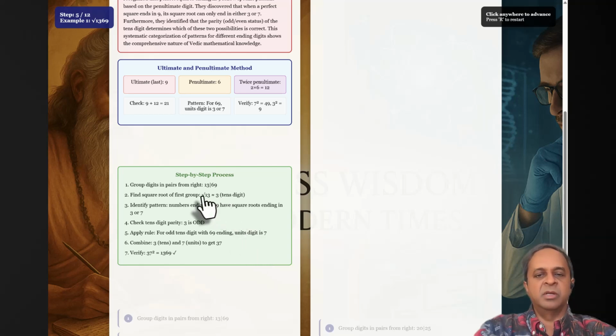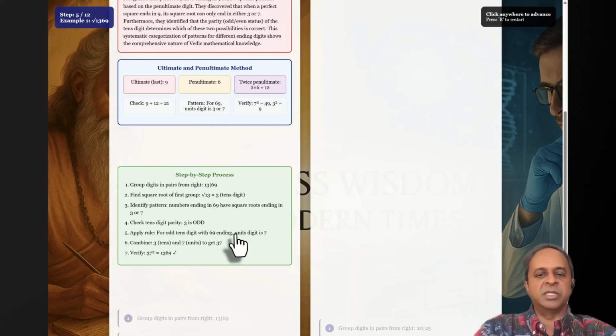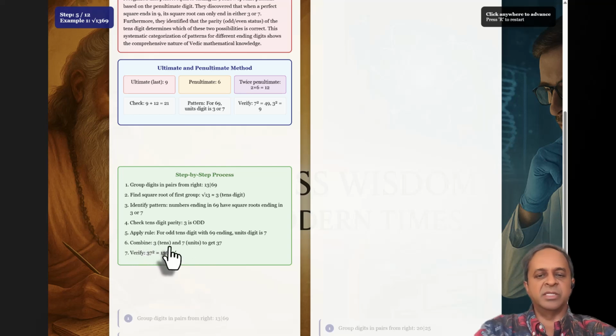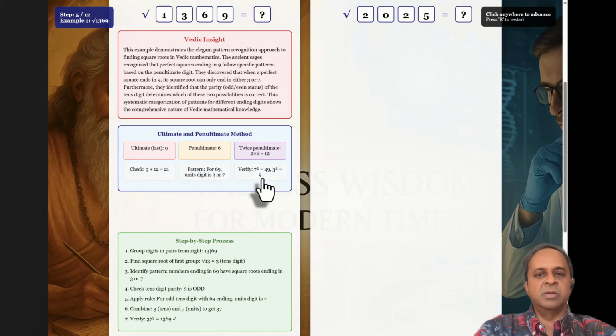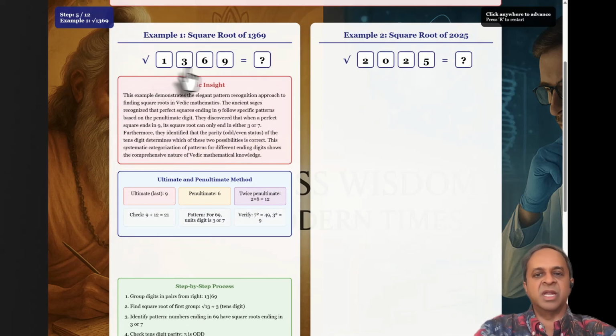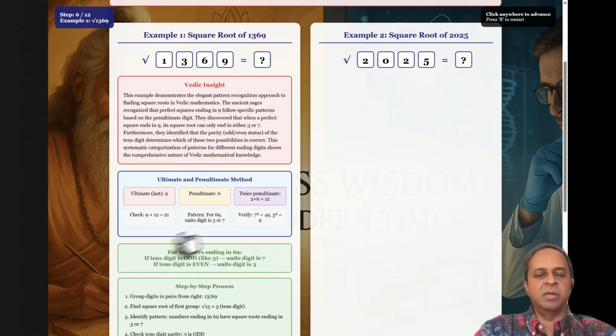So first, the square root of 13 is 3. Because that's the tens digit of the solution, the units digit for the solution is going to be 7. Now you combine 3, which is the tens, and 7, the units. So you get 37. So the solution for the square root of 1369 is 37.